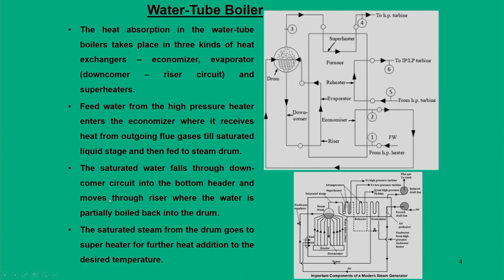To summarize, feed water from the high pressure heater enters the economizer where it receives heat from the outgoing flue gases till it becomes saturated liquid and is then fed to the steam drum. Then the saturated liquid falls through the downcomer circuit into the bottom header and moves to the riser where the water is partially boiled back to the drum. Finally, the saturated steam from the drum goes to the superheater for further heat addition to the desired temperature.